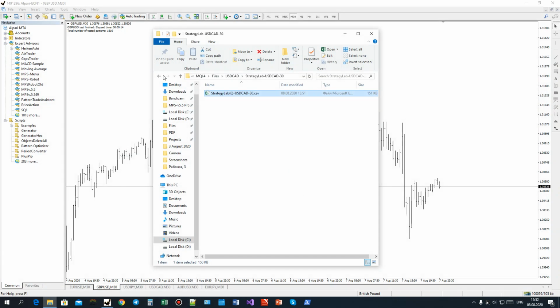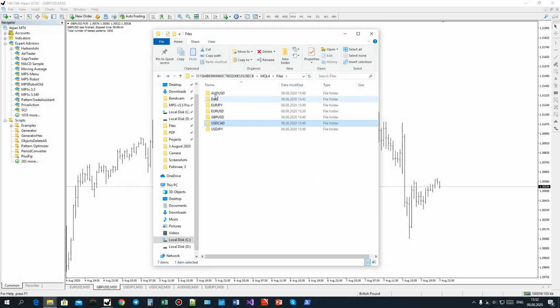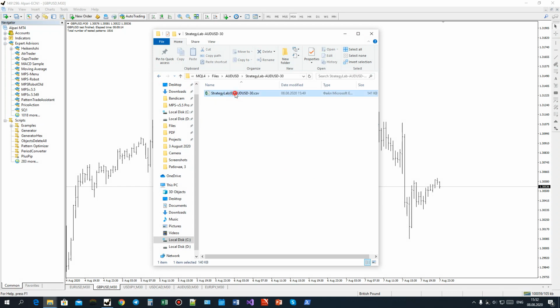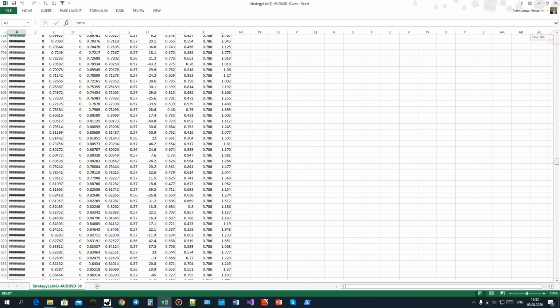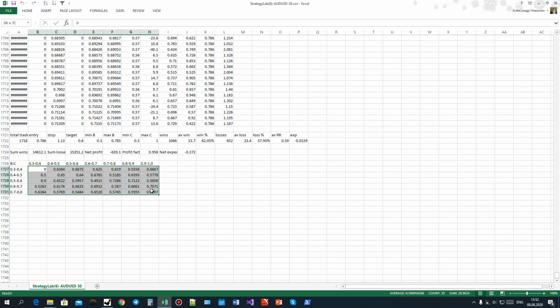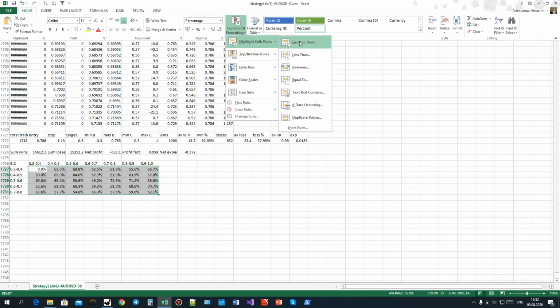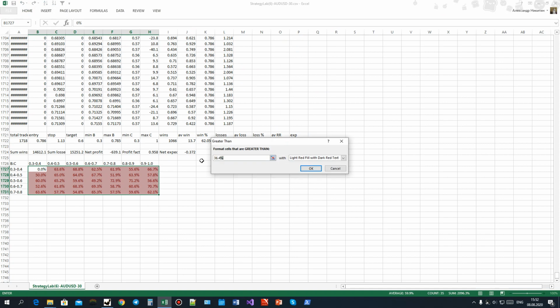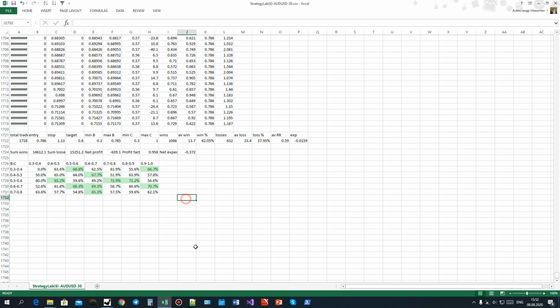Dollar Canadian done. Aussie dollar, 2 more pairs left. Aussie dollar, 30-minute strategy lab. Go in here, format that to percentages, additional formatting, and we go to 64 breakpoint, 65, sorry, and we highlight that green stuff. Now you can see the best performance patterns for that, those that are greater than 65%. Okay, let me save it.